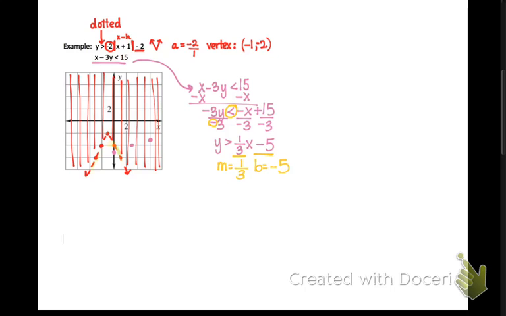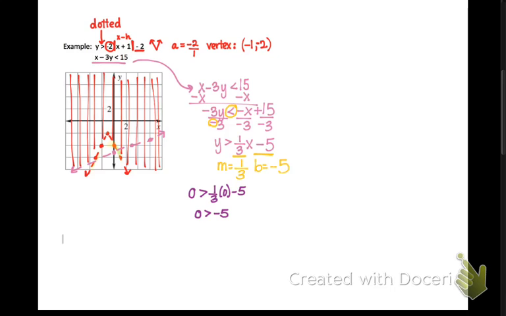This one is also going to be a dotted line. So we'll go like this. And with lines, it can get a little tricky, so we need to test a point. Let's plug in 0, 0 because it's not on the line. So when I do that, I get 0 is greater than 1/3 times 0 minus 5. In the end, that's going to say 0 is greater than negative 5.